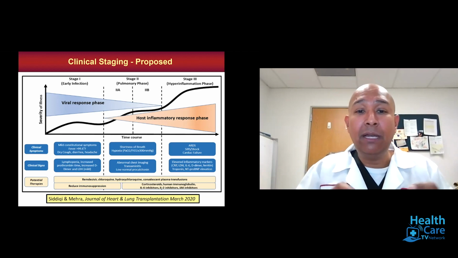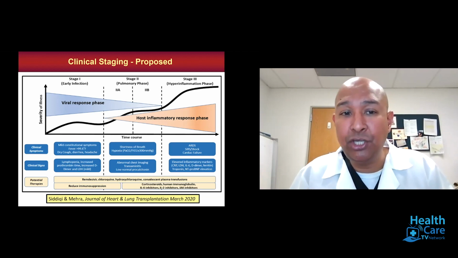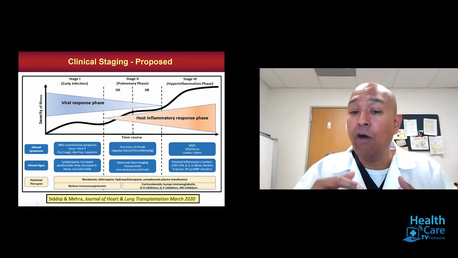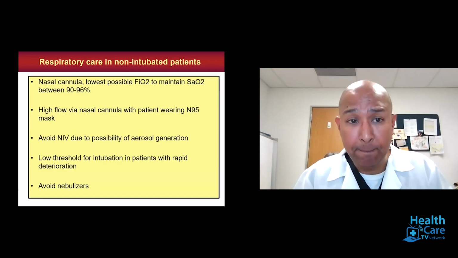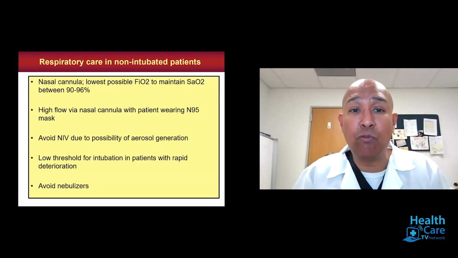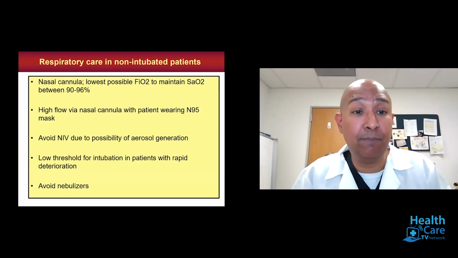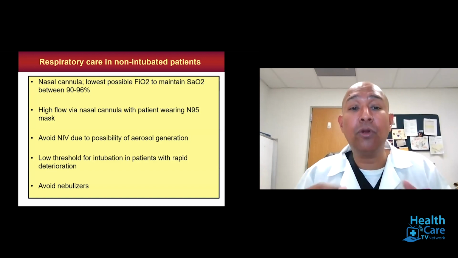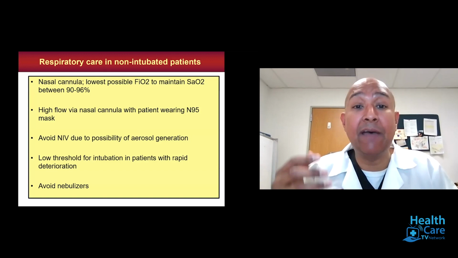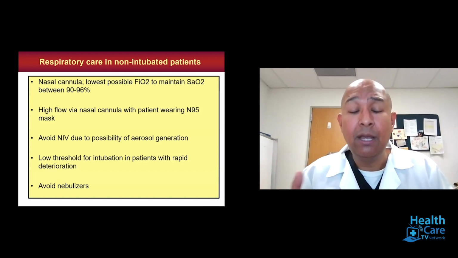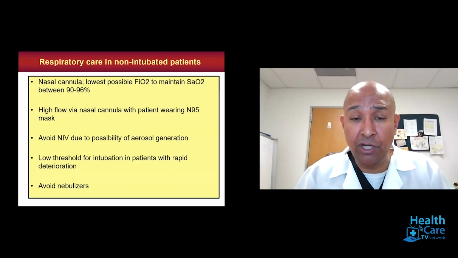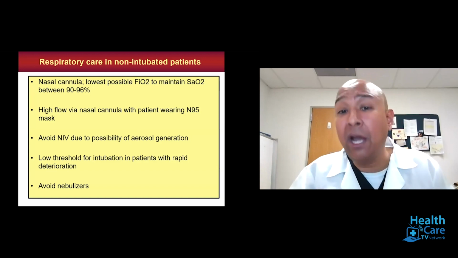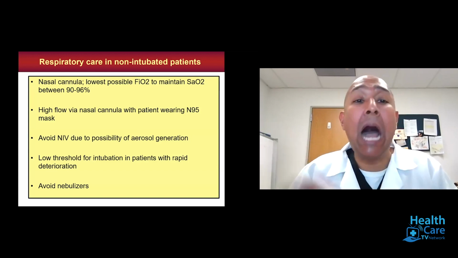So I really feel this is a nice diagram showing stages, the early infection to the hyperinflammatory phase, and giving some recommendations of what we can do on the clinical side. So I wanted to say a few things about respiratory care in a non-intubated patient. The first overlying theme is we're going to have to accept that not everyone needs a very high oxygen saturation. Sometimes these oxygen saturations are going to be in the mid 80s to high 80s, but the patients are comfortable. We don't need to crank up the FiO2. We don't need a high saturation.